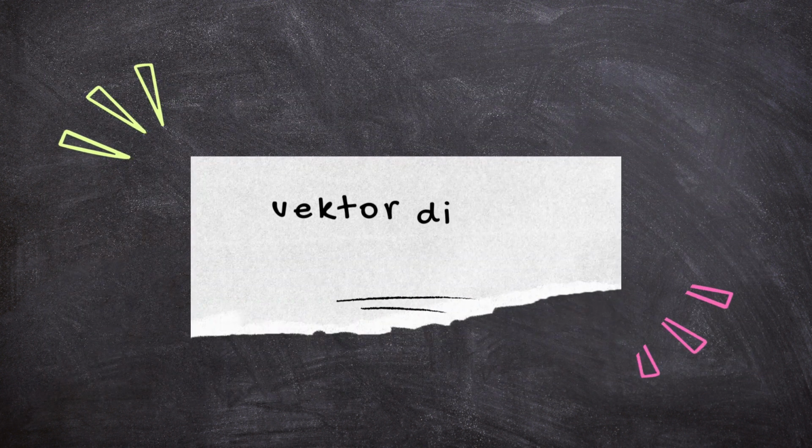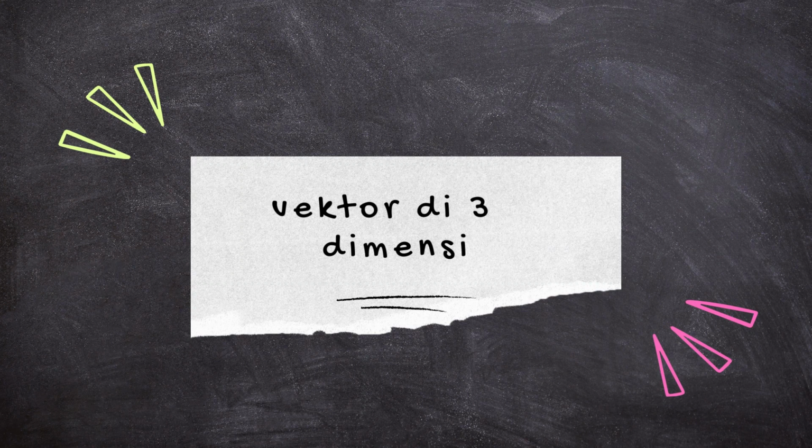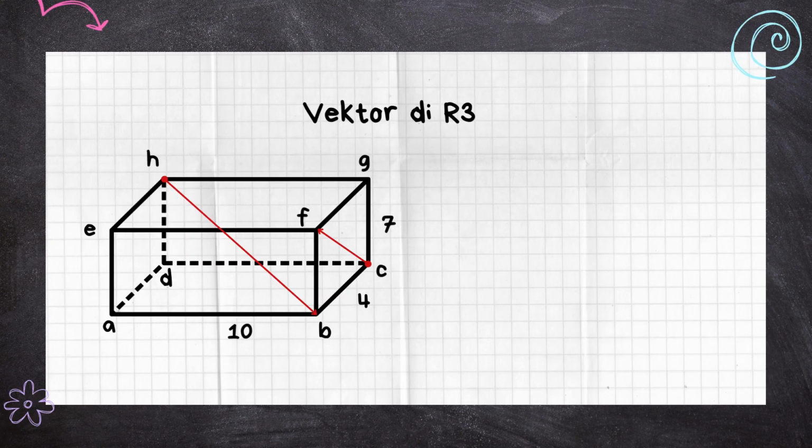Now, let's discuss vectors in 3 dimensions. We have a box, ABCDEFGH. AB is 10. BC is 4. CG is 7. The question is about 2 vectors, HB and CF. You need to note that the difference between 2 and 3 dimensions is that in 3 dimensions, it has 3 components.